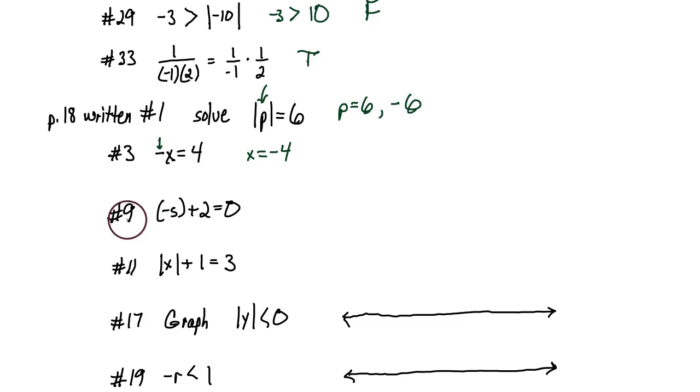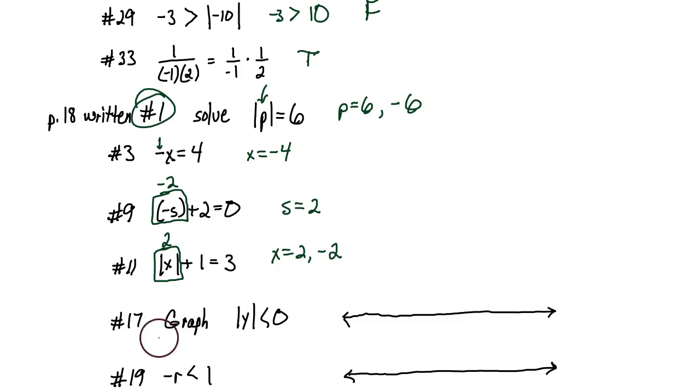a 4. Number 9, negative s plus 2 equals 0. This number right here has to be negative 2, because negative 2 plus 2 makes 0. So what's the s have to be? The s would have to be 2. Number 11, this right here has to turn out to be 2, so that 2 plus 1 makes 3. So what could the x be? The x could be a 2 or a negative 2, for the same reason as what we discussed in problem 1 above.